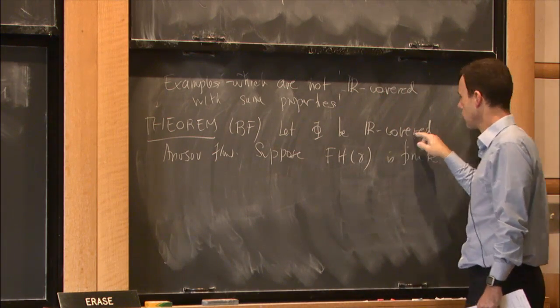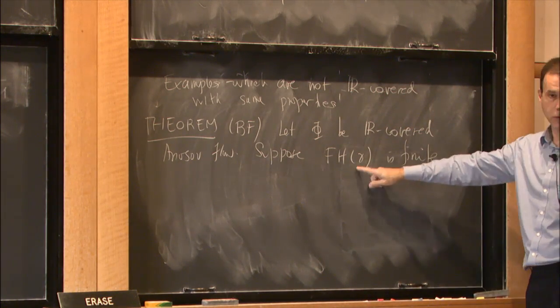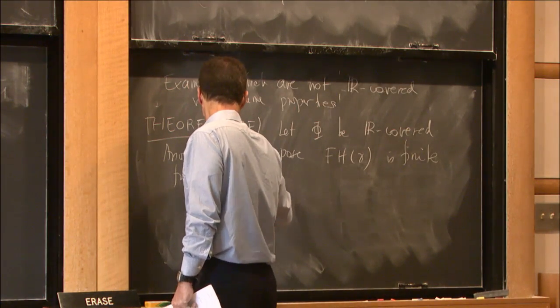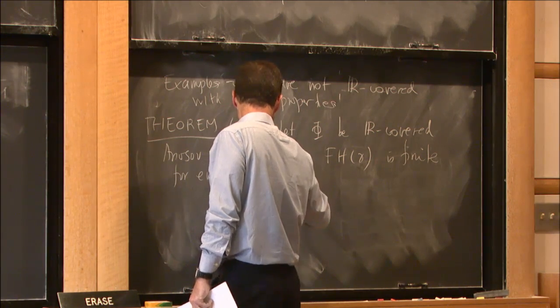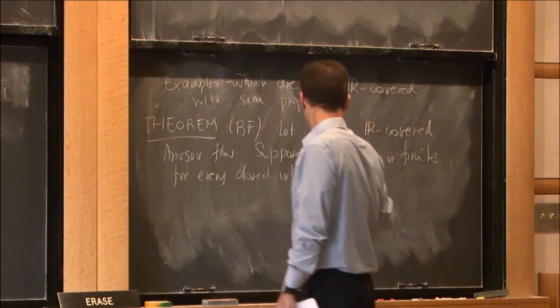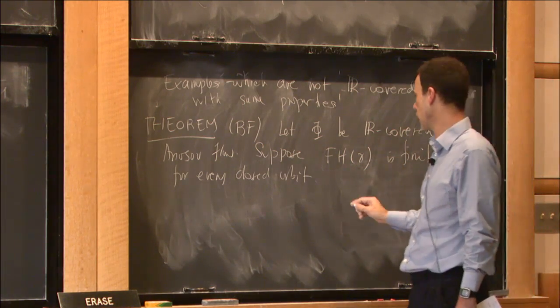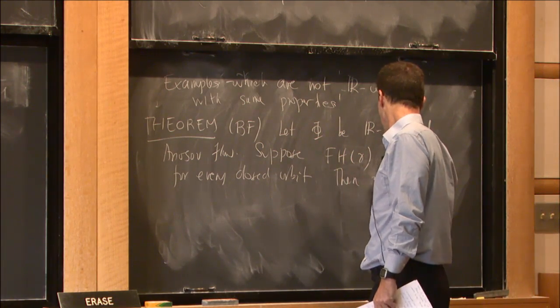So suppose I start with an R-covered Anosov flow so that every free homotopic class is finite. Particular examples: suspension, geodesic flow, or covers of that. And those are the only ones.